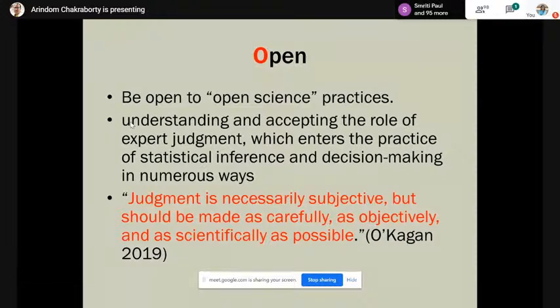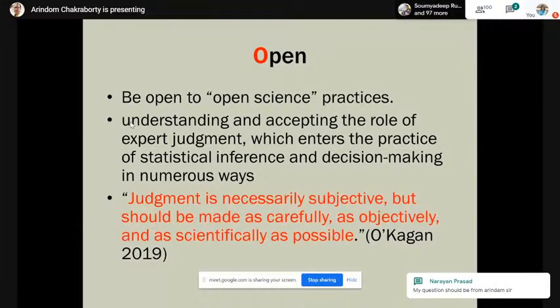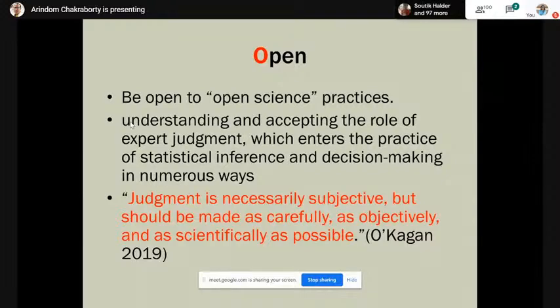Judgment is necessarily subjective, I do agree, but it should be made as carefully, as objectively, and as scientifically as possible. So whenever I'm talking about these subjective things, that someone told me this thing, or in Bayesian terms where some priors are given, they might be somewhat subjective, but it's not that subjective. It can be shown that even with that sort of information, you can get better inference. So this sort of subjective statement should be as scientific as possible.